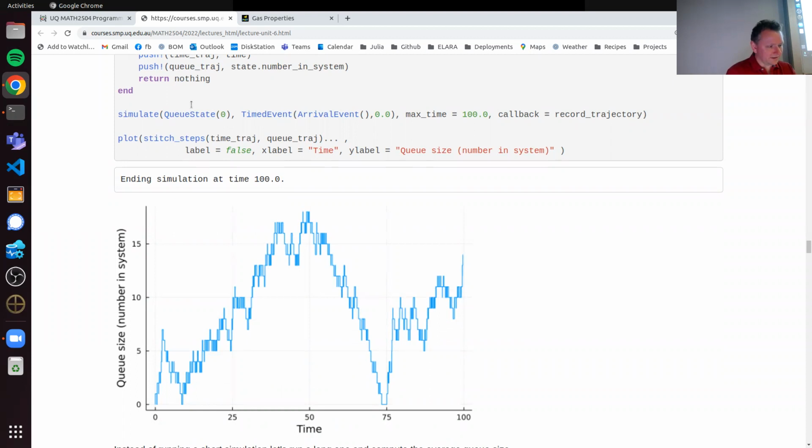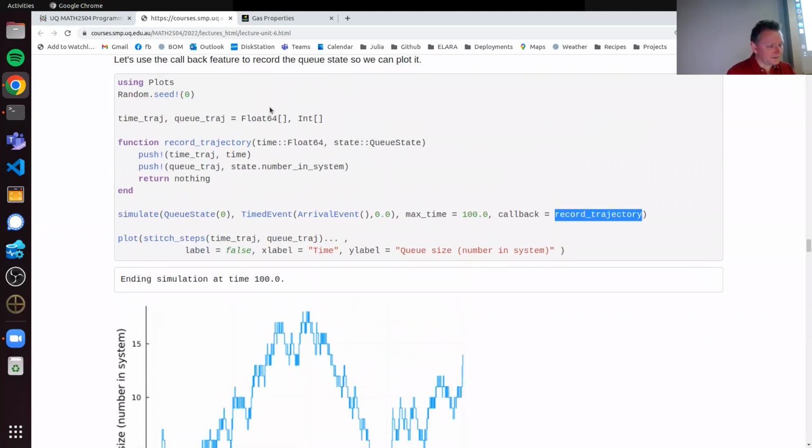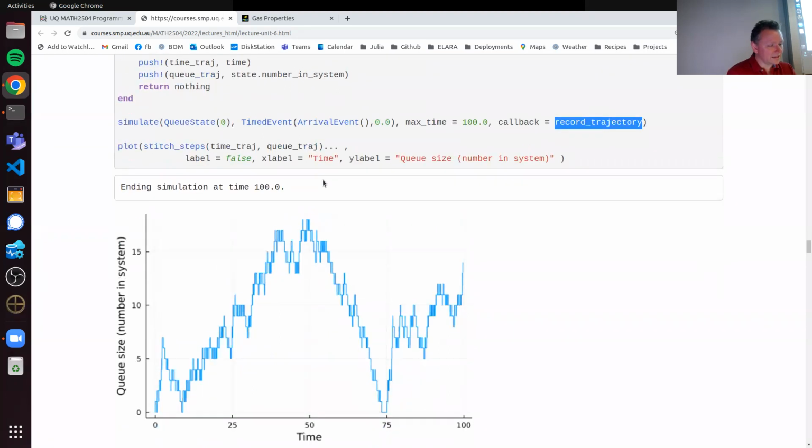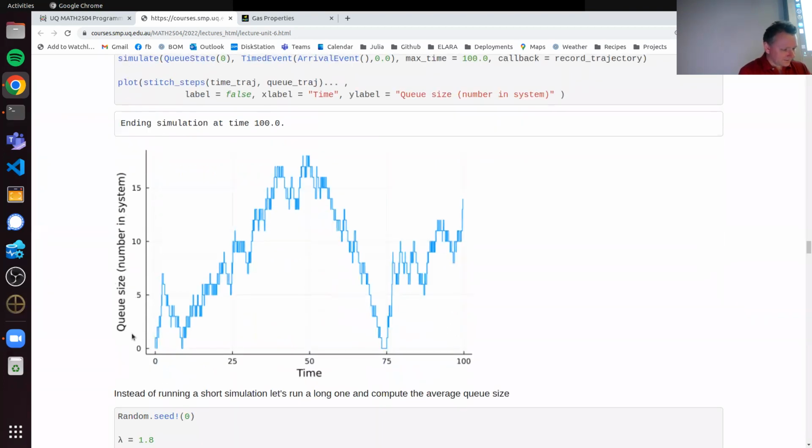Here we go. We run the simulation and we put in this callback function, which is record trajectory. With that, we've got these arrays being populated, and we can use this stitch steps function from before, which makes the plot look steppy instead of liney. We can plot that and we get this here. You can see it looks like a random stochastic trajectory.